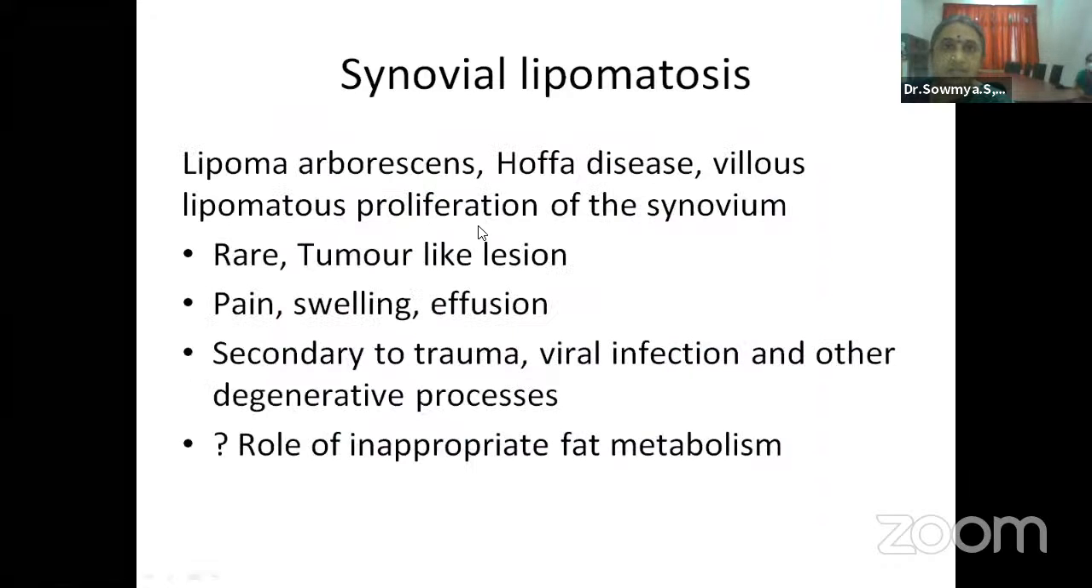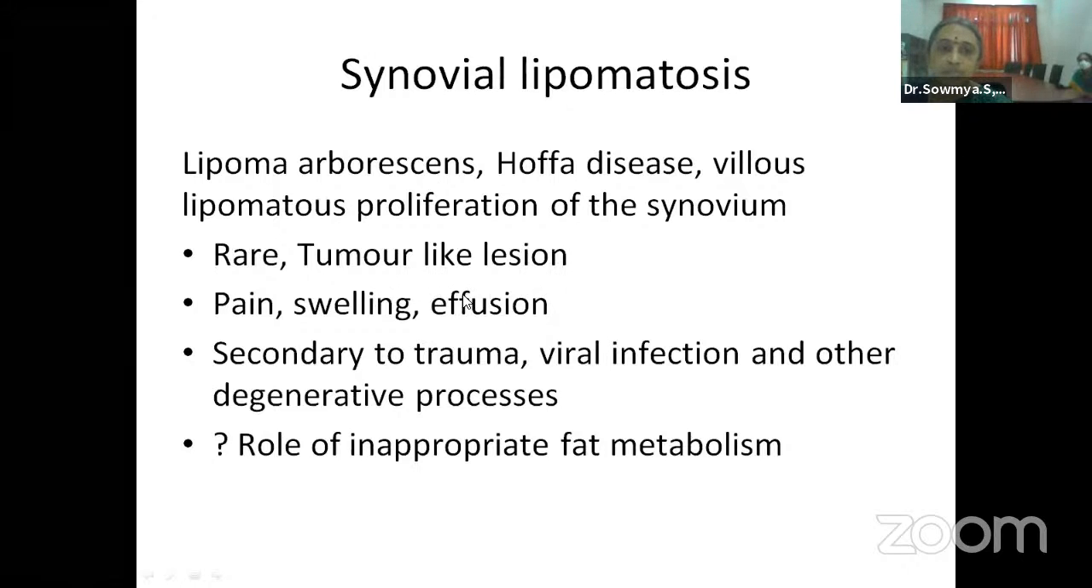So what is this condition? This is also known as lipoma arborescens or Hoffa disease, or you also know it as villous lipomatous proliferation of the synovium. So this actually tells what it is. Villous proliferation is there and it has so much of lipomatous component. So it is a rare tumor-like lesion, and you tend to see pain, swelling and effusion.